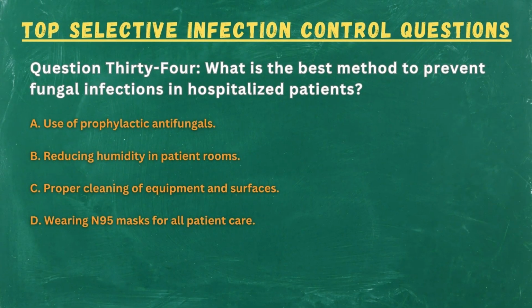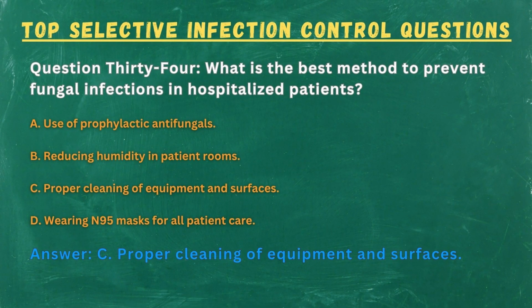Question 34. What is the best method to prevent fungal infections in hospitalized patients? A. Use of prophylactic antifungals. B. Reducing humidity in patient rooms. C. Proper cleaning of equipment and surfaces. D. Wearing N95 masks for all patient care. Answer: C. Proper cleaning of equipment and surfaces.